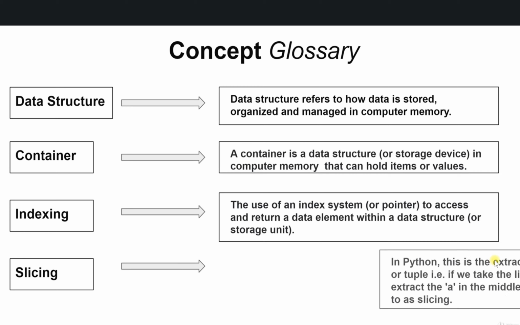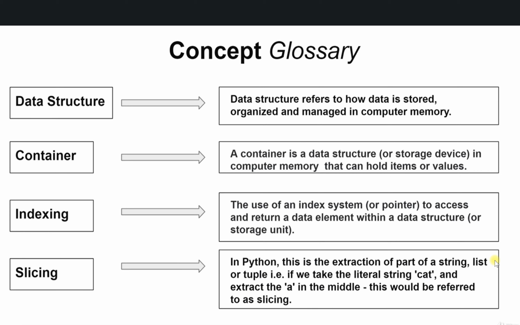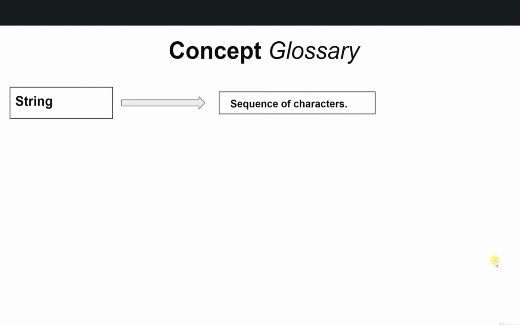When we use the term slicing in Python, this is the extraction of part of a string, list, or tuple. So for example, if we take the literal string cat and extract the A in the middle, this would be referred to as slicing. And finally, when we use the term string, we are talking about a sequence of characters.